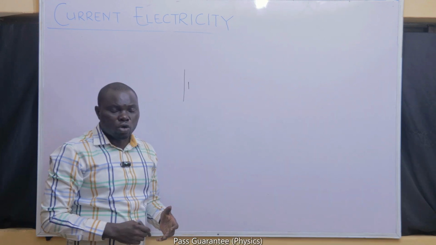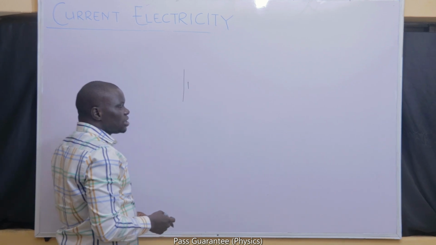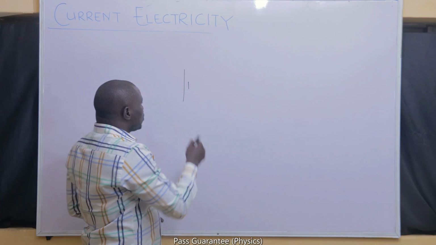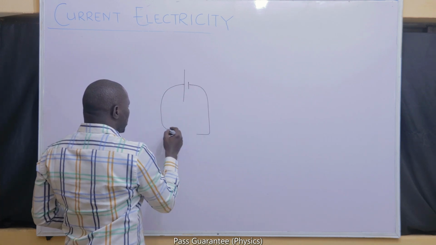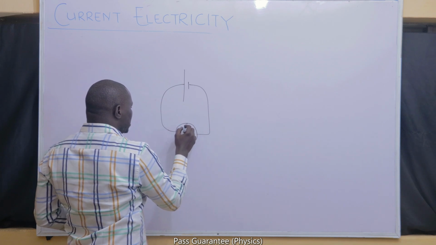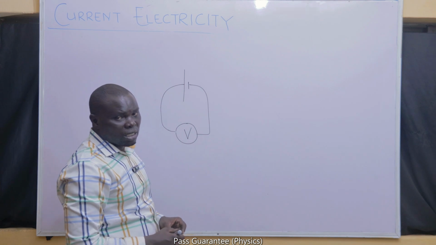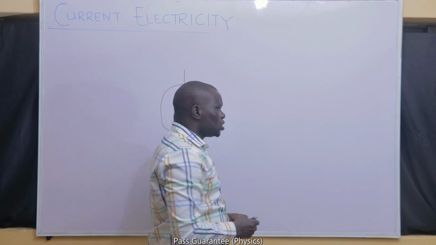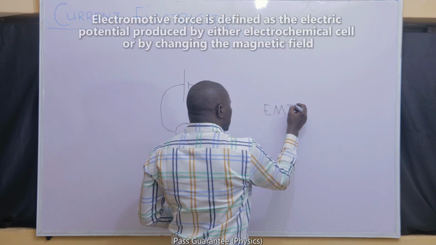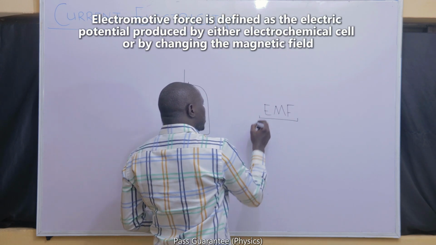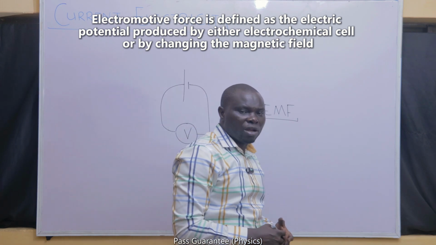If you take a very old battery or cell, one that has not even worked for years, and you connect a voltmeter across its ends, it will definitely read. Because what you are measuring at that time is what is called the electromotive force. The electromotive force is a function of the terminals of that battery.